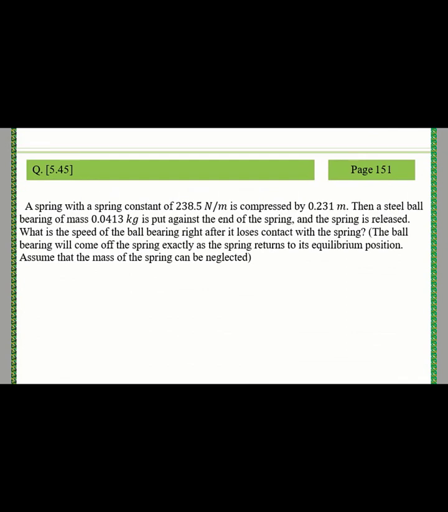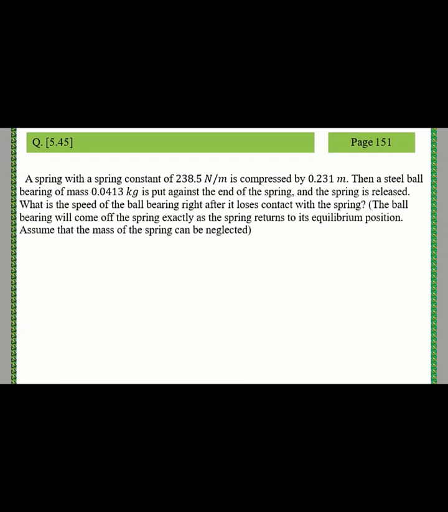Now a spring with a spring constant 238.5 is compressed by this distance. Then a steel ball bearing of mass is put against the end of the spring and the spring is released. What is the speed of the ball bearing right after the contact with the spring? It is the same as the one before.